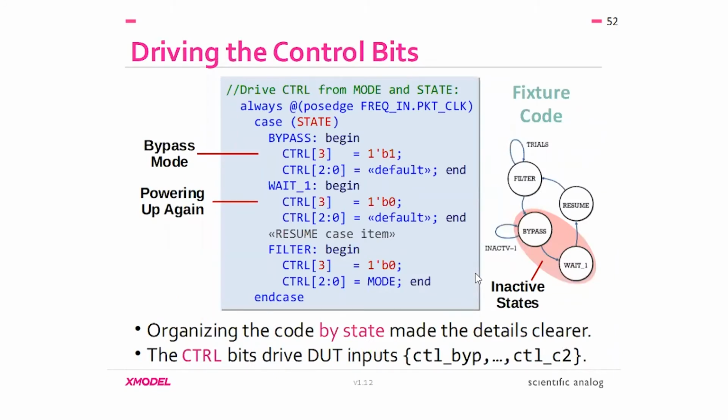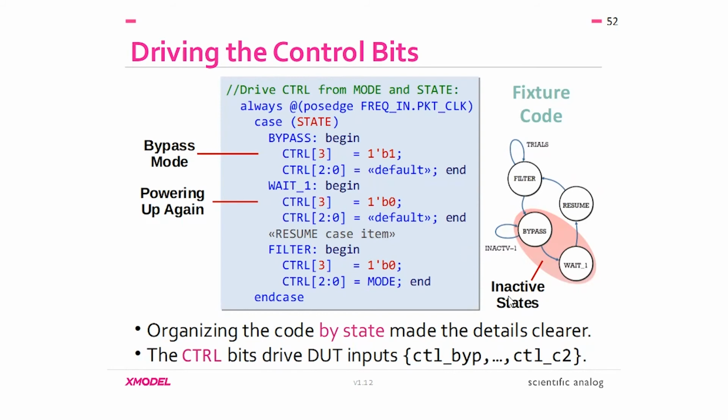Here is the case statement which resides inside our fixture submodule. It uses the current state and the current mode, as determined by the untimed sequence of tests from the sequence object, to drive the control bits. So here, as we enter the bypass state, the most significant control bit is driven high. When we're ready to recover, we enter wait state, and that same control bit is deasserted.